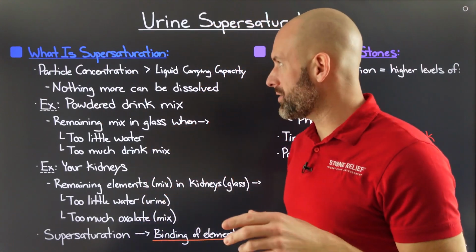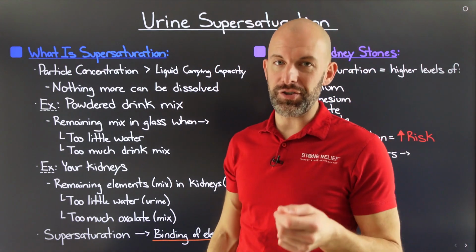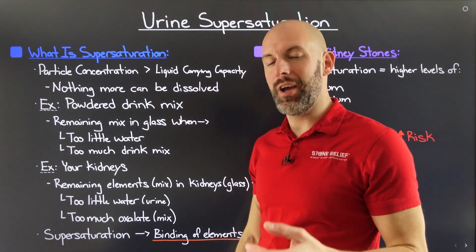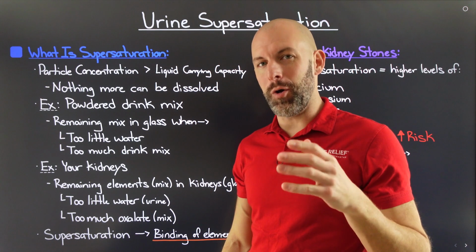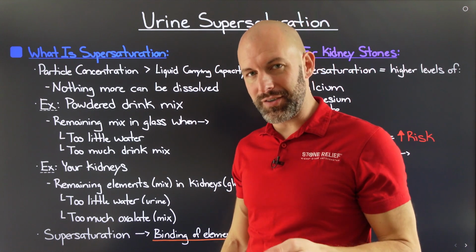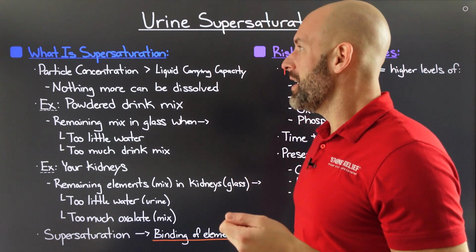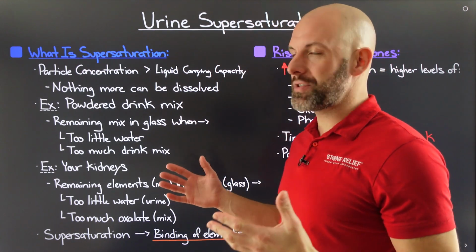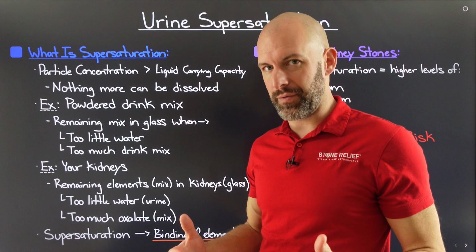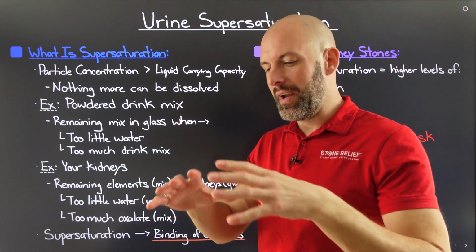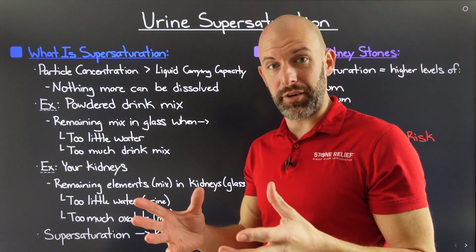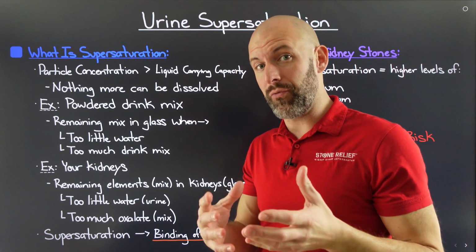In today's video, we're going to talk about urine supersaturation, which is the foundation of everything when it comes to calcium oxalate kidney stones, which are the most common type of kidney stone. So, first thing we want to do is just define what supersaturation is to set the table to help build all these things that are going to go into this type of stone forming.